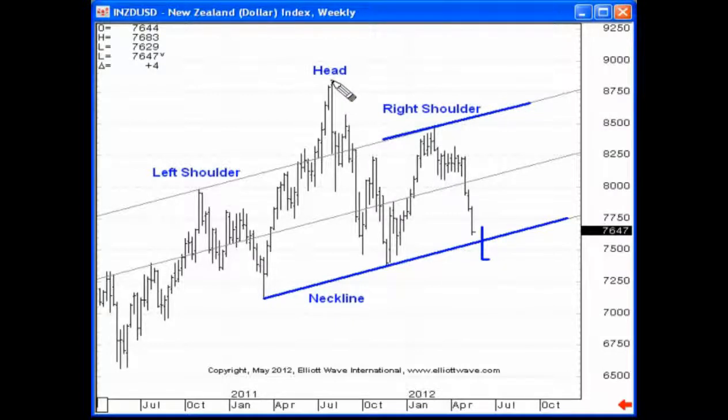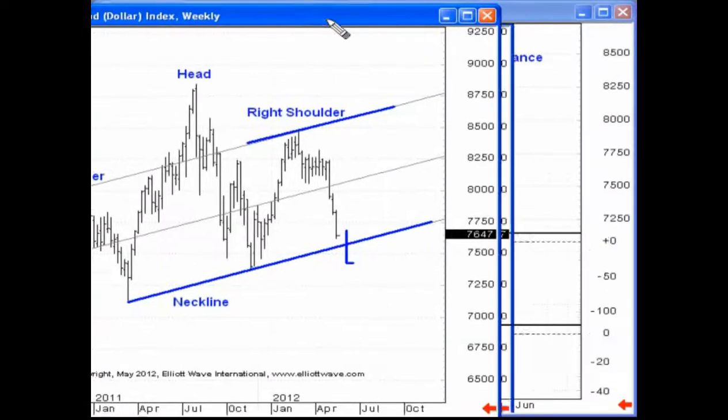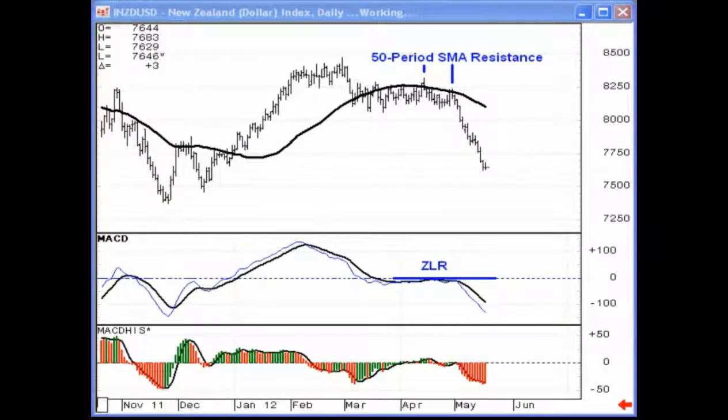We simply take the distance from the head to the neckline and project it downward from the break, so that would actually target possibly 65, 64, maybe even a bit lower. But I really want to show you what's been going on with respect to, say, the daily time frame, and again, the same indicator as this formation has occurred. Well, you'll see a similar type setup that we actually saw in the euro.